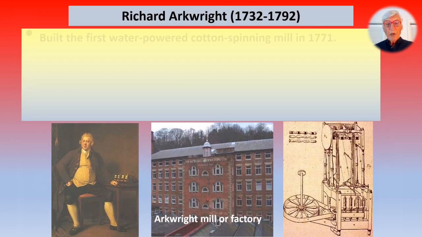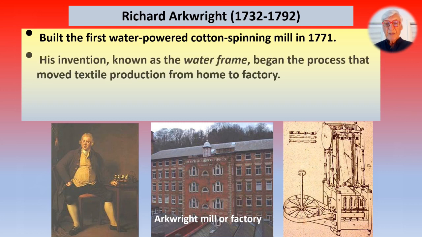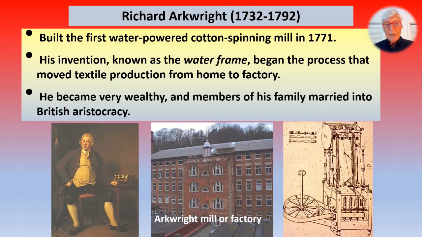Richard Arkwright built the first water-powered cotton spinning mill in 1771. His invention, known as the water frame, began the process that moved textile production from home to factory. He became very wealthy, and members of his family married into the British aristocracy.